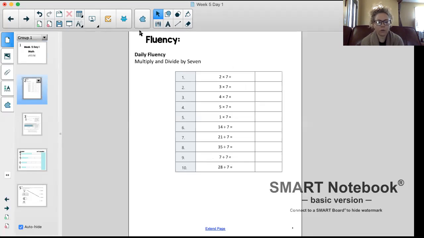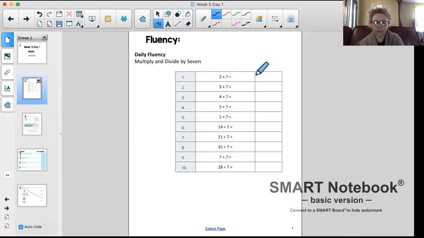All right, so your math fluency is multiplying and dividing by 7. So if you haven't already done it, I want you to pause the video and complete these yourself, and then we'll take a look at them together and see if we can notice any patterns, okay? So go ahead and pause the video and do the work, and then we'll come back together.